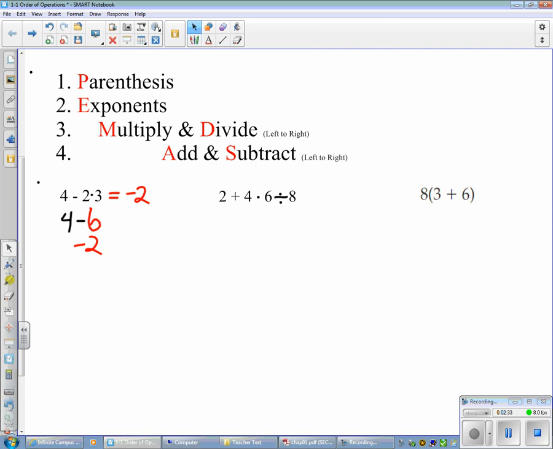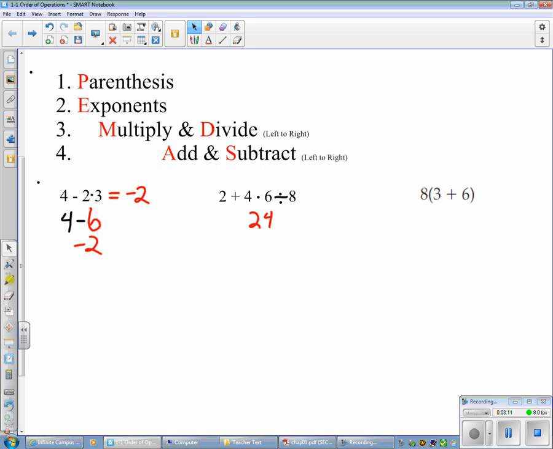Now, if the problem's a little bit more involved and there's a few more operations, that's okay. Just go through your order. Number 1, are there any parentheses? No. Exponents? Nope. How about multiply or divides? Yes, there are. Now, notice there's 2 of them. There's a multiply and a divide. We have 4 times 6 and 6 divided by 8. Which one do we do first? Well, they're both kind of on the same layer, so we're going to do the one that comes left to right, just like we're reading a book. So 4 times 6 is 24.